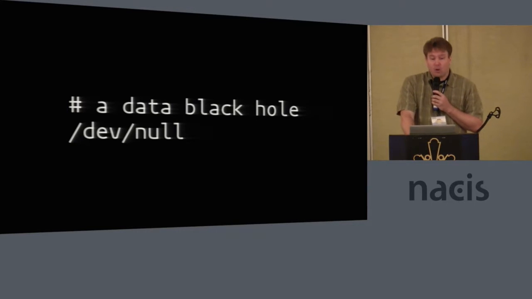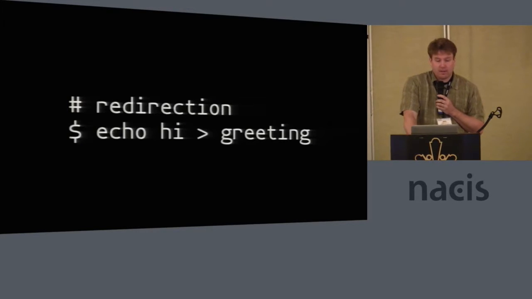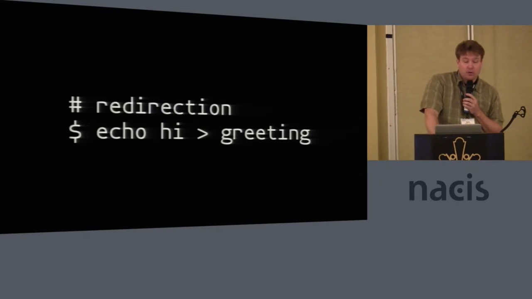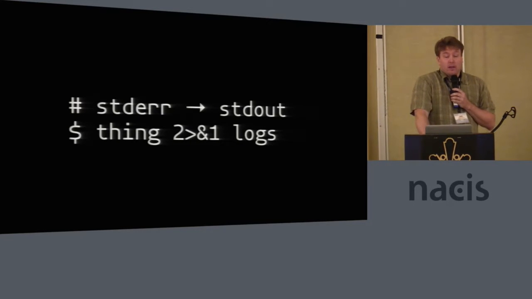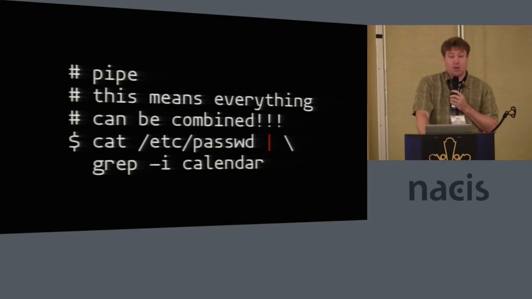If you want to send something nowhere at all, /dev/null is your friend. You can send output to another file. You can append using a double greater than. You can send standard error to standard out, so they show up in the same place. You can pipe things together.